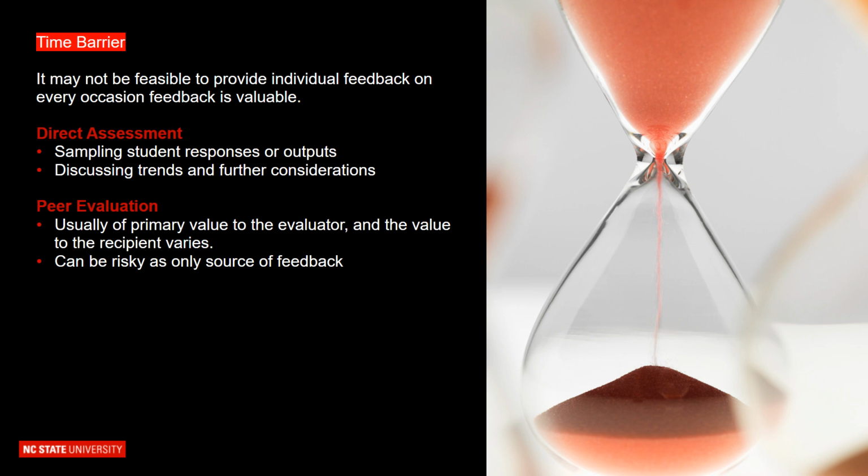Some faculty opt to use peer evaluation as a form of feedback. I would suggest proceeding with caution if the goal is to assess critical and creative thinking skills. Peer evaluation is usually of primary value to the evaluator, and the value to the recipient varies. It's risky to use peer evaluation as the only source of feedback in this area.